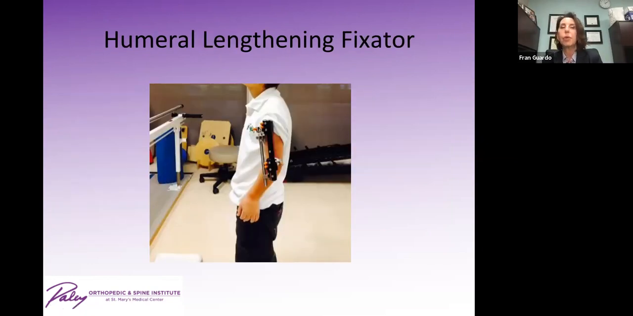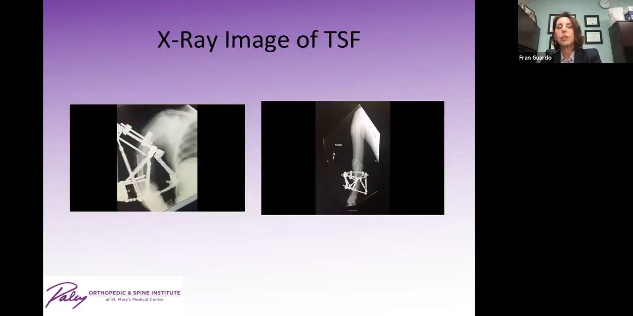This is an example of a lengthening where this young man had a modular rail system. Again, we would use a similar system, but much better is the Vilex system. So he has the external fixator. These are just x-rays of folks with the Taylor spatial frame on different parts of their arm. This is a humeral correction and lengthening, and this down here is a radial ulnar. So they can be used on basically any part.